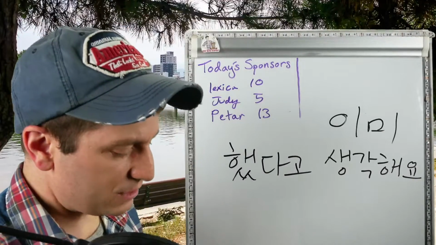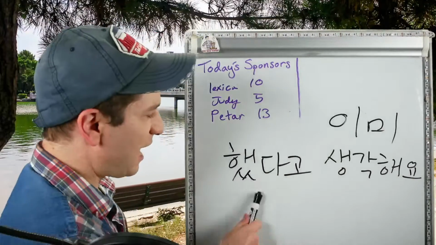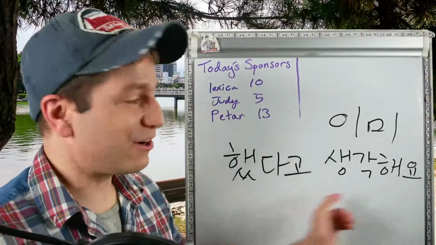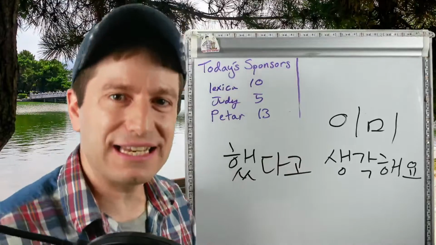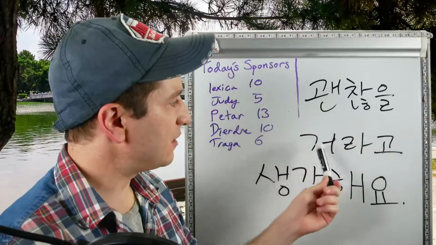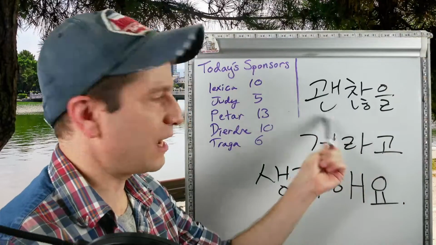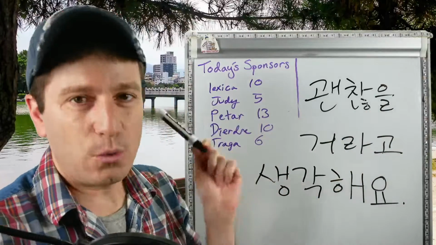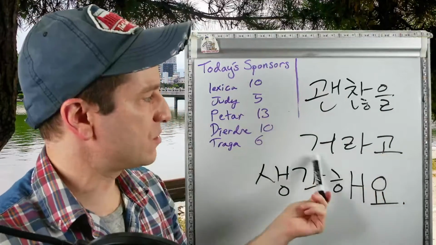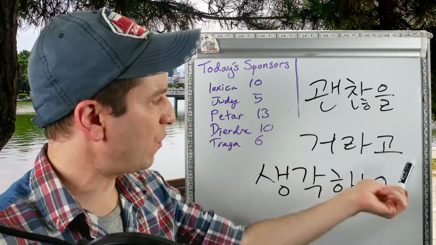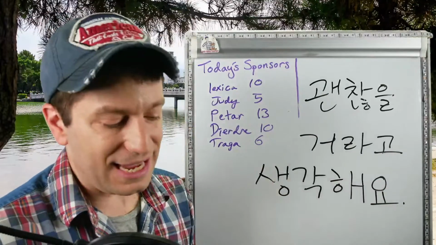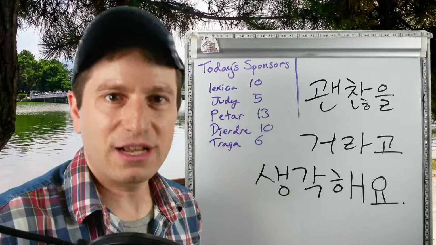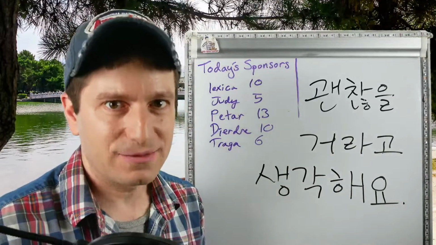이미 했다고 생각해요. So I think 했다. I already did it. 이미 했어요. 이미 했다고 생각해요. So I think that I already did it. 괜찮을 거라고 생각해요. So 괜찮다, to be okay. Future tense, 괜찮을 것. So it will be okay. 라고, because it's 것이다. So 거라고 생각해요. So I think it will be okay. Future tense, will be. 괜찮을 거라고 생각해요. I think it will be okay.